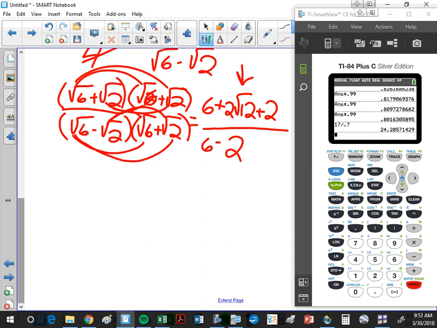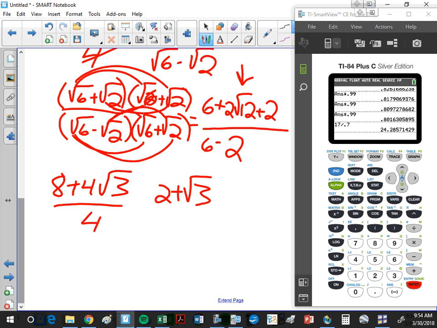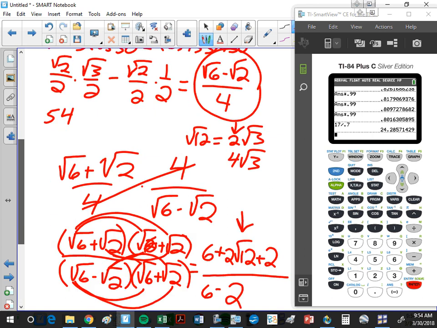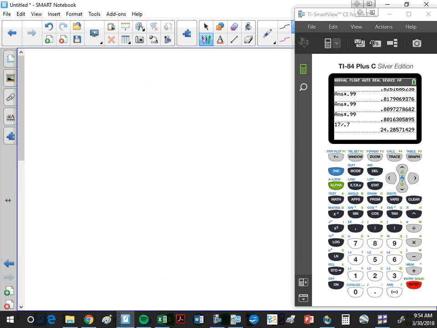So that gives me 8 plus 4 root 3 over 4, which turns into 2 plus root 3 if I divide out the 4's. All right. Okay.